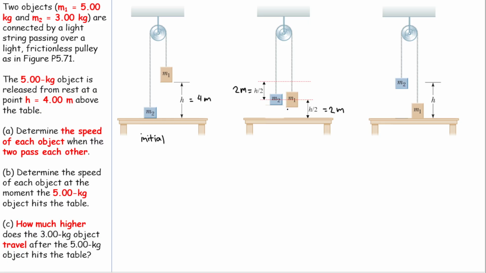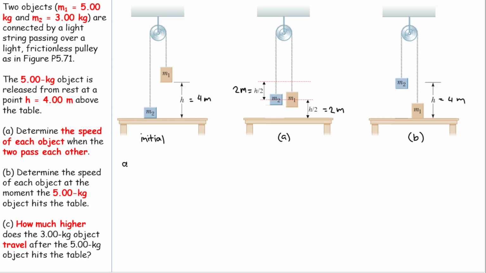And then B, determine the speed of each object at the moment the 5 kg object hits the table. So this is just before hitting the table, and this h here is 4 meters. So this is the situation for A, and this is our situation for B, right? Let's analyze one by one. First, determine the speed of each object when the two pass each other.